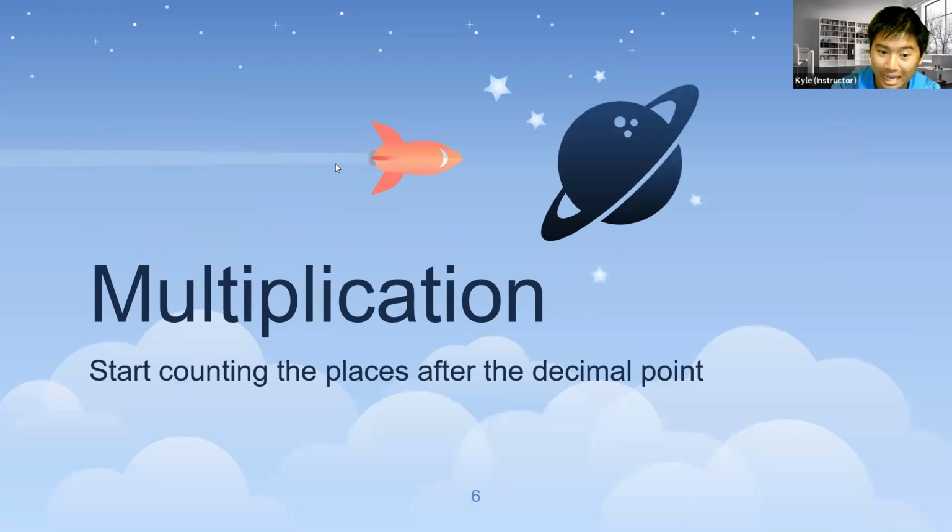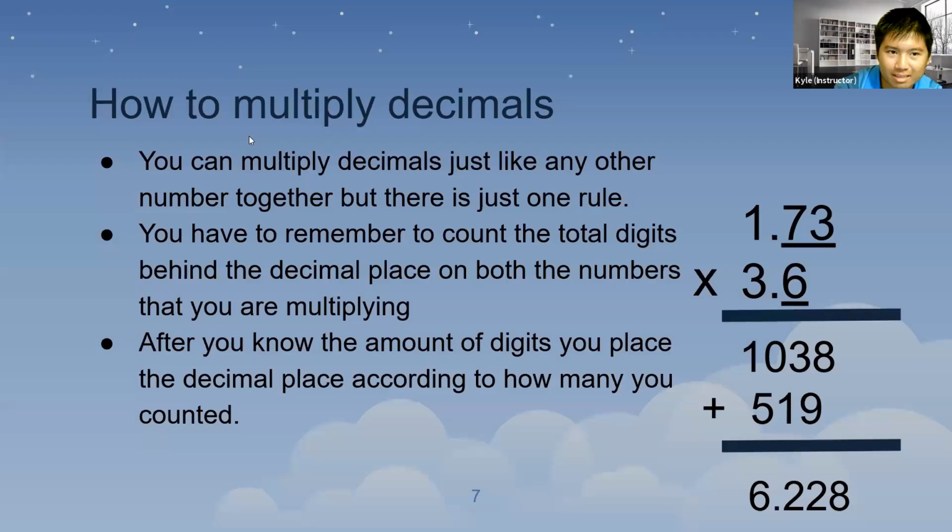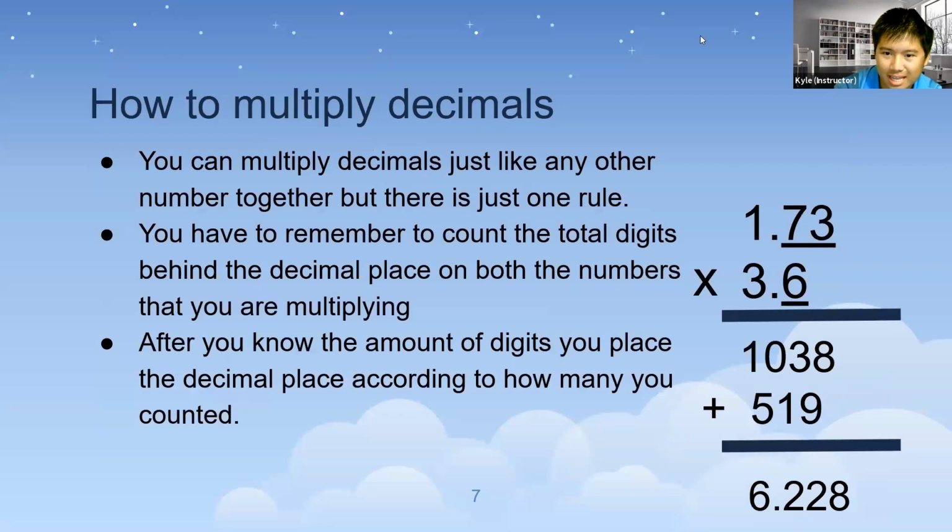So now we're going to start counting the places after the decimal points. Instead of adding with decimal points, we're going to count the number of places, or the number of digits, after the decimal points. You can see on the diagram on the right that this is how you multiply decimals. You count the amount of numbers behind the decimal point. In this case, this number has 2, this number has 1, and 2 plus 1 is 3.